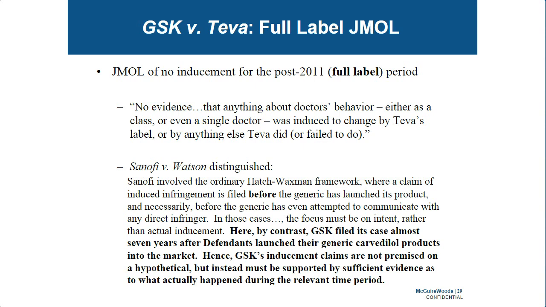So here, in a situation where the product's already on the market, you don't just look at the label. You need actual evidence of inducement. So you have to find actual evidence that a doctor or doctors actually relied upon the generic label. And here, there was no evidence of any doctor relying upon Teva's generic label. So as a result, the district court overturned the jury verdict and Teva won before the district court. Of course, GSK then appealed the case to the Federal Circuit.